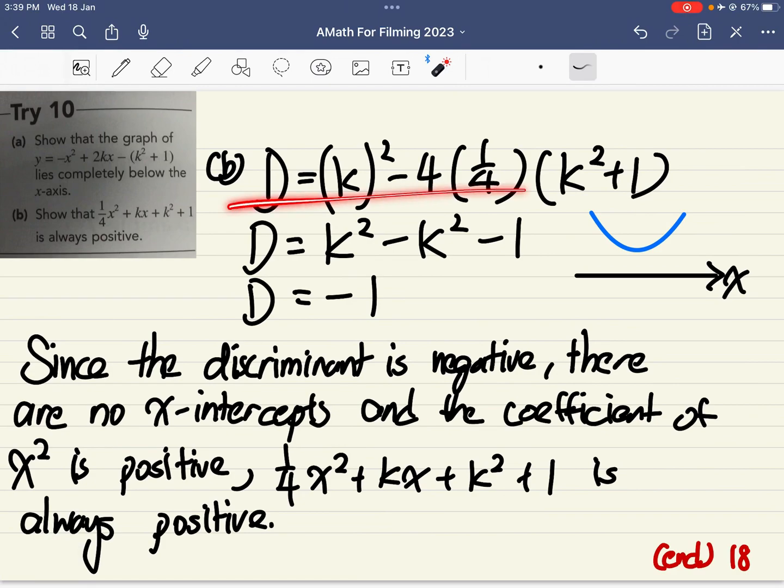Similarly, for part B, you will find that your discriminant is equal to negative 1. Since discriminant is negative, there are no x-intercepts as I show you in my diagram here, and the coefficient of x squared is positive. That means that it's a smiley graph like this. So it lies completely above the x-axis, hence 1/4 x squared plus kx plus k squared plus 1 is always positive. You see all these values here, they are positive values.